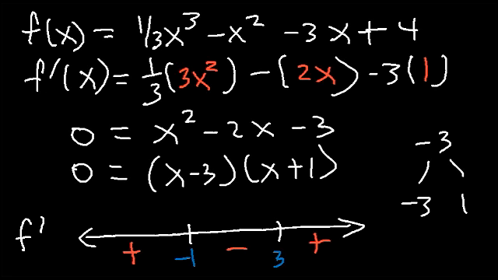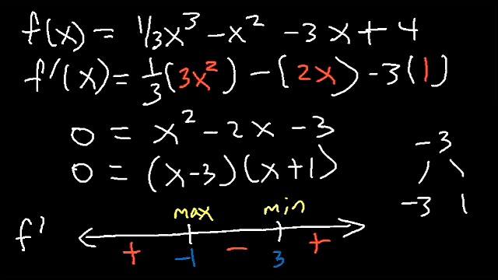So now we have our sign chart. The next thing we need to do is find the second derivative. By the way, at -1, do we have a maximum or a minimum? Because the function is increasing and then decreasing, -1 is a max. Now at 3, it's decreasing then increasing, so we have a local minimum at 3.